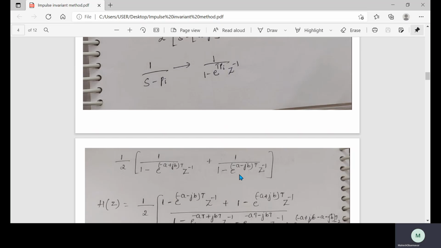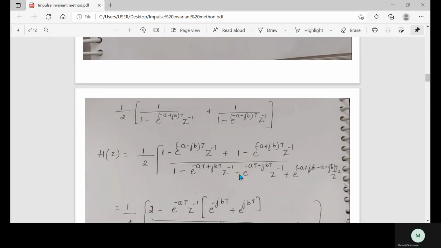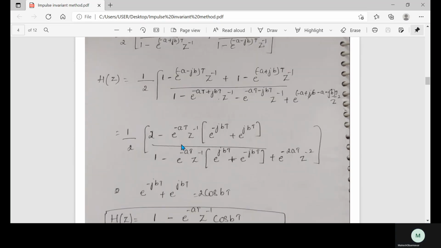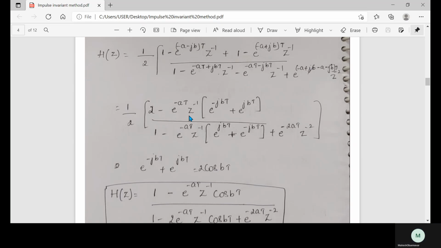In the same way here I'll put. Now take the LCM. So it is 1 minus, solve this one. So when you solve, you will get it in this form. So after getting in this form, again solve it such that e to the power of minus jbt plus e to the power of jbt is equal to 2 cos bt.